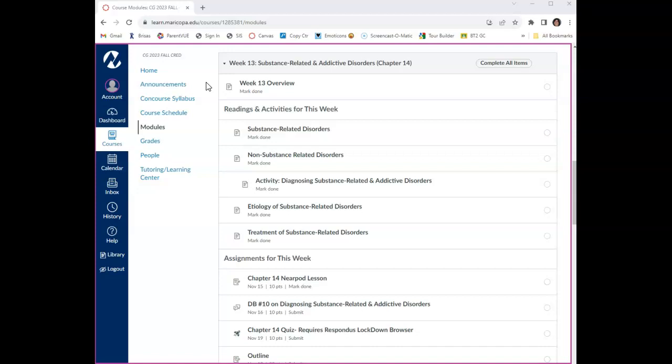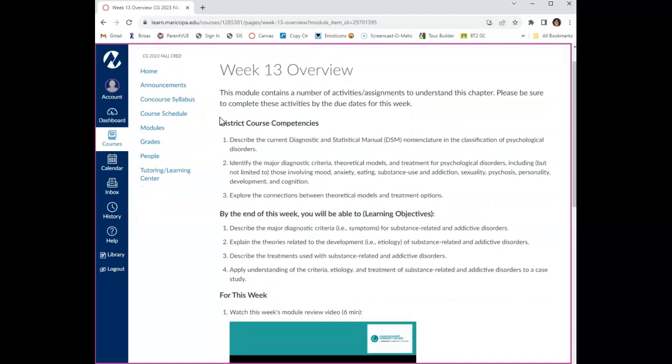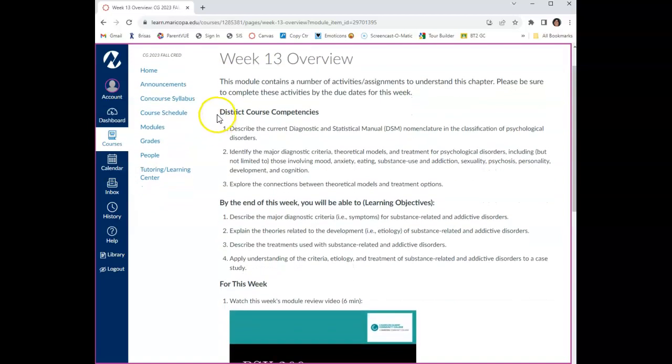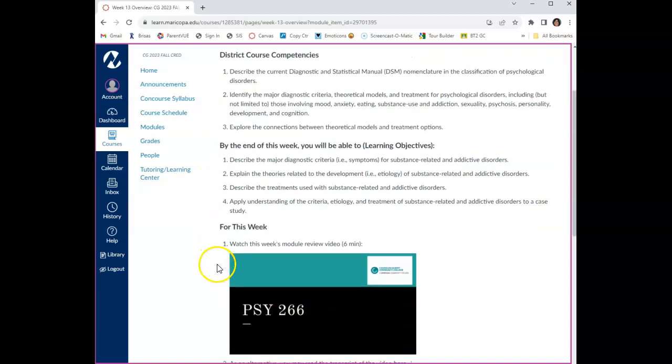This chapter is separated into 4 sections. The first 2 sections are substance-related disorders and non-substance-related disorders, and the last 2 sections focus on etiology and treatment of these disorders. So let's get started with this week's overview. By the end of this week, you'll be able to complete these course competencies and learning objectives.